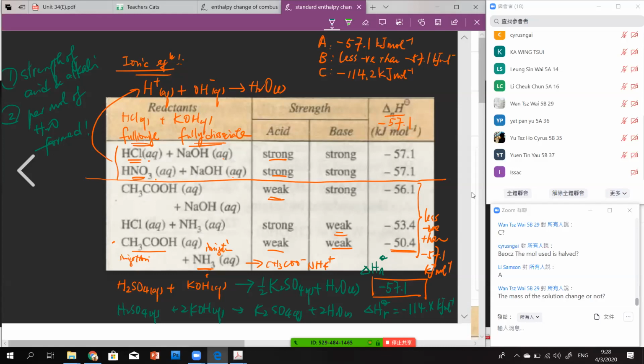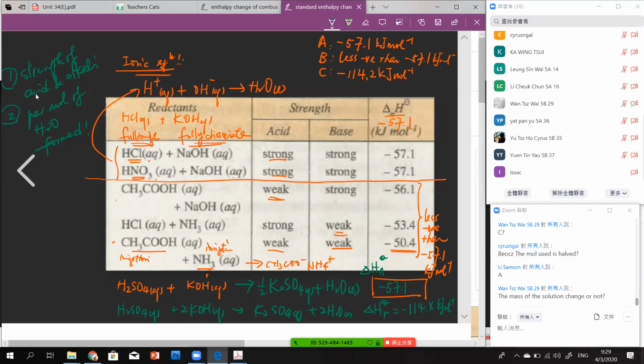The underlying principle is very simple. You are going to deal with 1 mole of water formed by the combination of hydrogen ion and hydroxide ion. But not all cases will release all hydrogen ions or hydroxide ions respectively. So it really depends on the strength of the acid and alkali. If the acid and alkali are both strong, irrespective of their nature, they will release the same amount of heat.